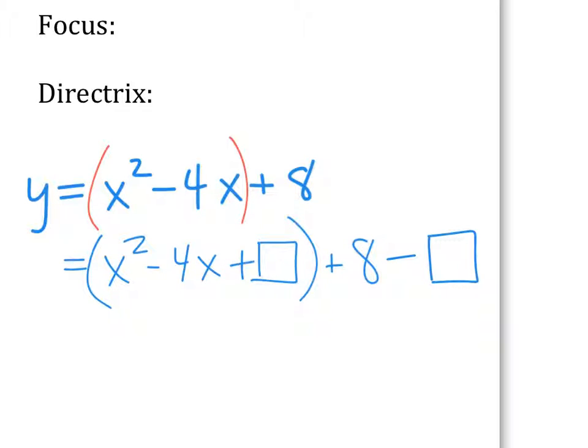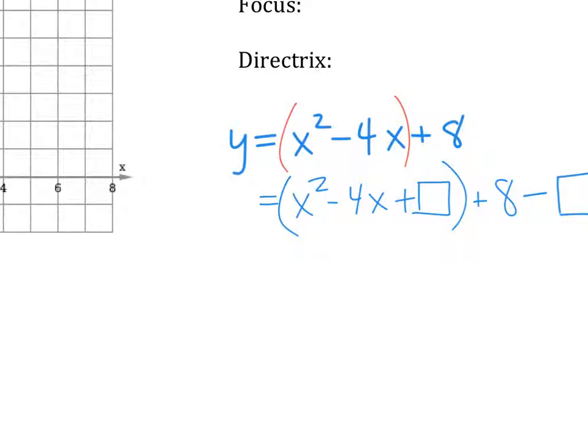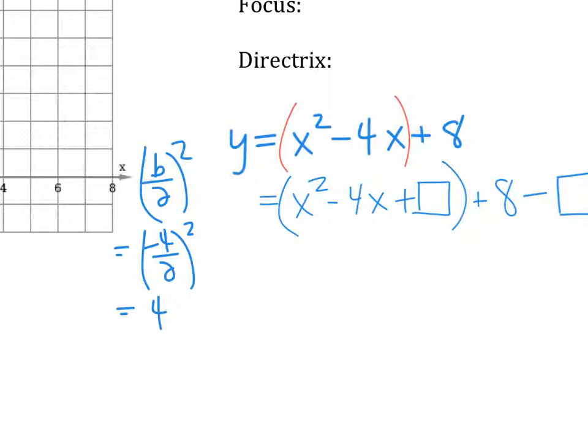Next, what is the magic number? 4. How do you know it's 4? B over 2, squared. What number is B? -4. So that is 4. So 4 goes inside the box. The next thing to do is factor and simplify. So this is easy: (x minus 2) squared plus 4.